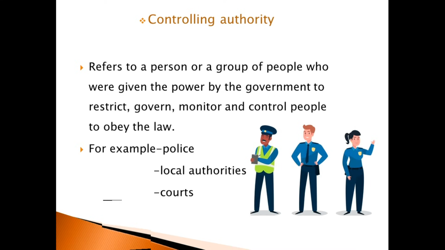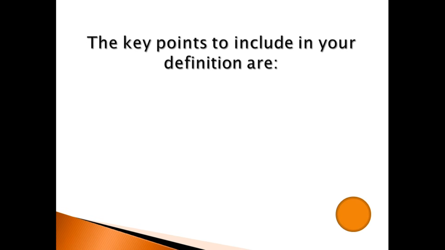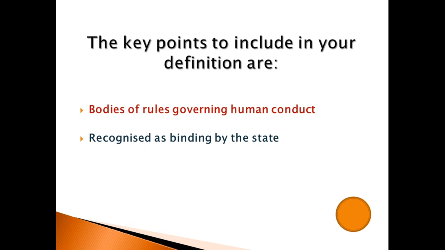Now, if you are required to write the definition of law, your definition should in some way include the following points: bodies of rules governing human conduct, recognized as binding by the state, and lastly, law is enforceable. I think these are the three major points you should include in your definition if you are required to explain or define law. Moving on from the definition, let's look now at the characteristics of law.